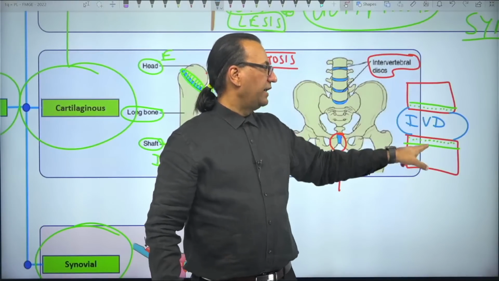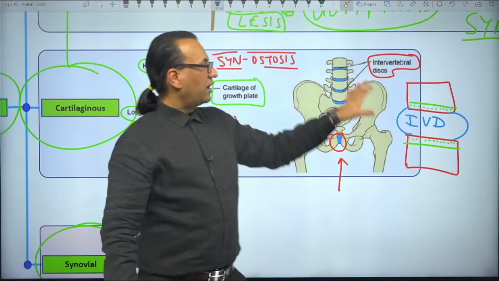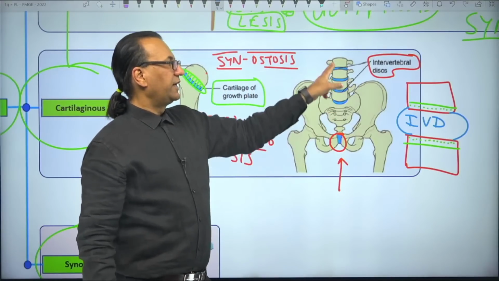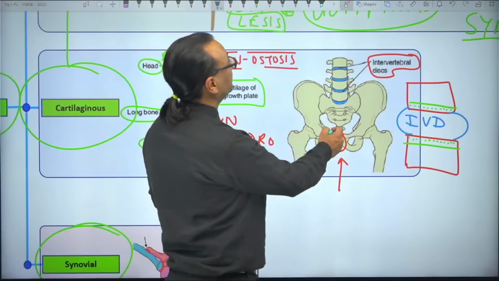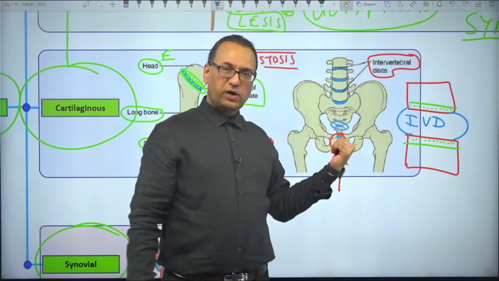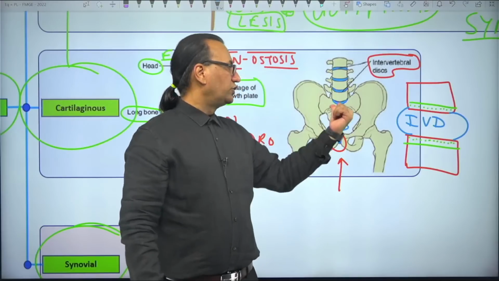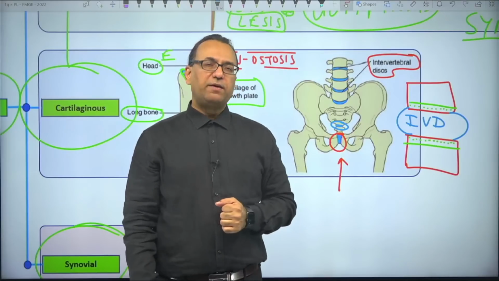Bone, hyaline plus fibrocartilage, midline intervertebral joint are also symphysis. They are slightly mobile. One example of this type is the sacrum coccyx joint, the sacrococcygeal joint. So the sacrococcygeal joint is a symphysis, a slightly mobile joint.